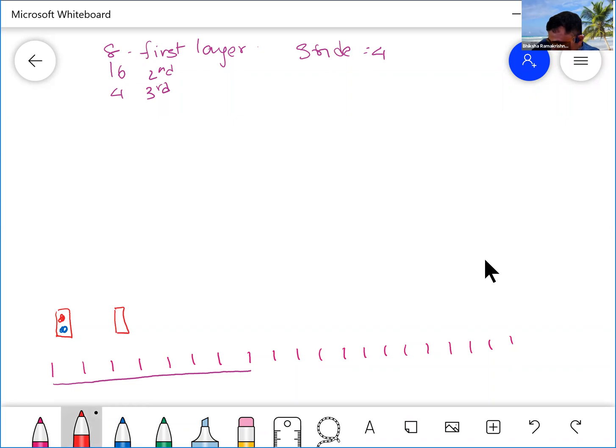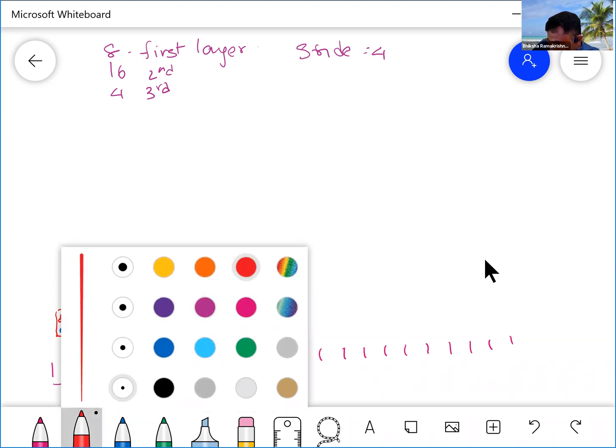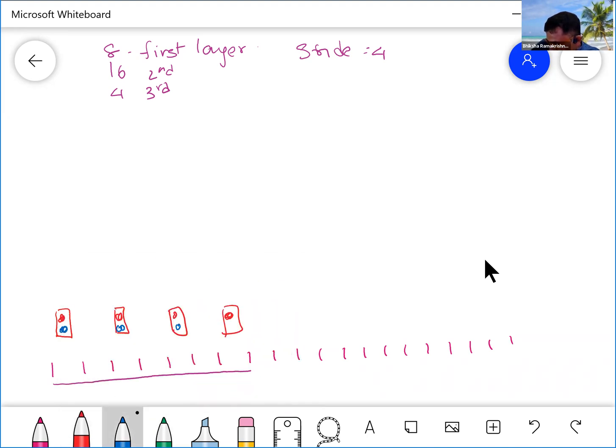So 1 red, 1 blue, 1 red, 1 blue. And 1, 2, 3, 4, 5, 6. 1 red, 1 blue. So this is your figure, right? Okay. Then what about the next layer?